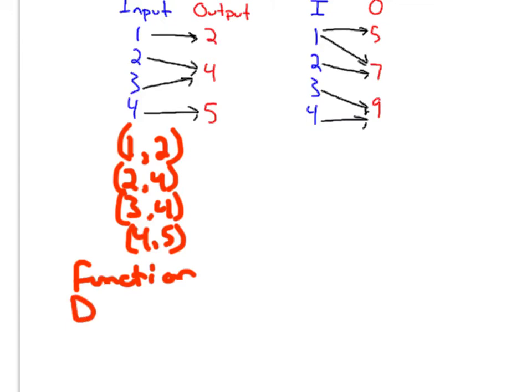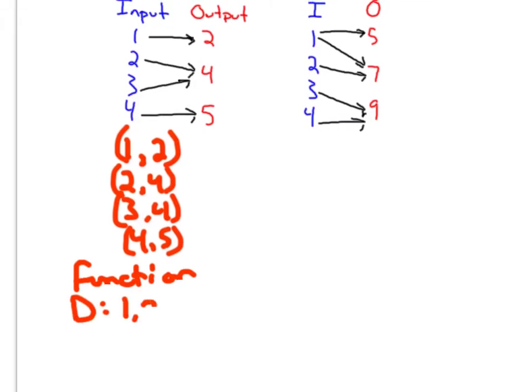And the domain, remember, is the inputs. So 1, 2, 3, and 4. And the range is the outputs. I got 2, 4, and 5. Okay? So yes, that is a function.